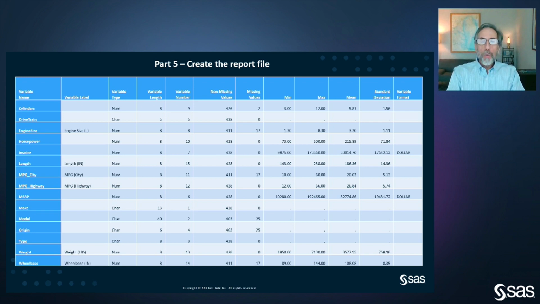And look at this. This is what we've been working so hard to get. We have a very, very nicely formed report, which has the best of PROC contents and the best of PROC means. And you can see that it has variable name, variable label, variable type, variable length, variable number, non-missing, missing, min, max, mean, standard deviation, and if there's a format associated with it. And it's all in an Excel file that your users will be able to enjoy.